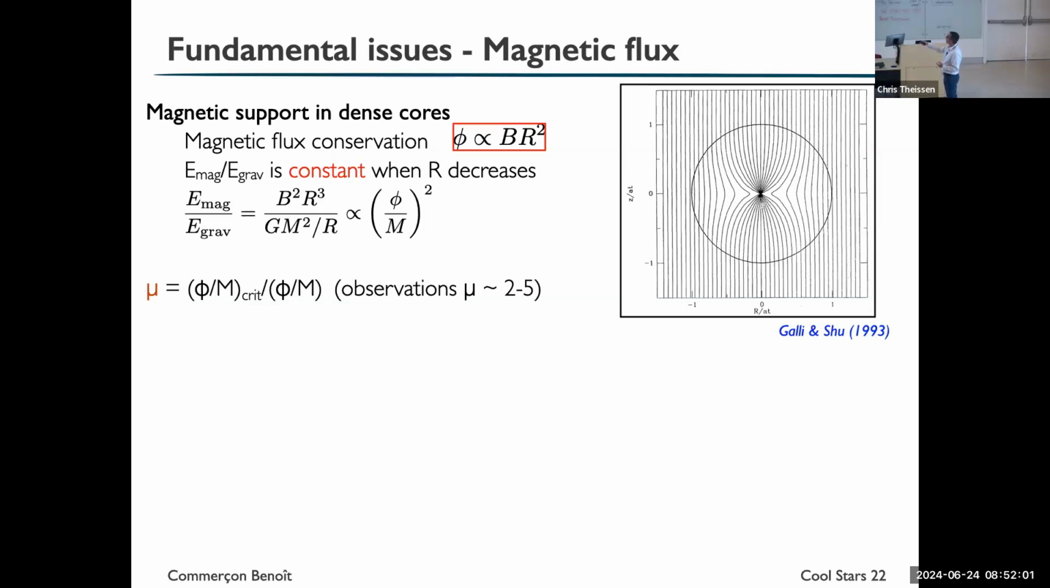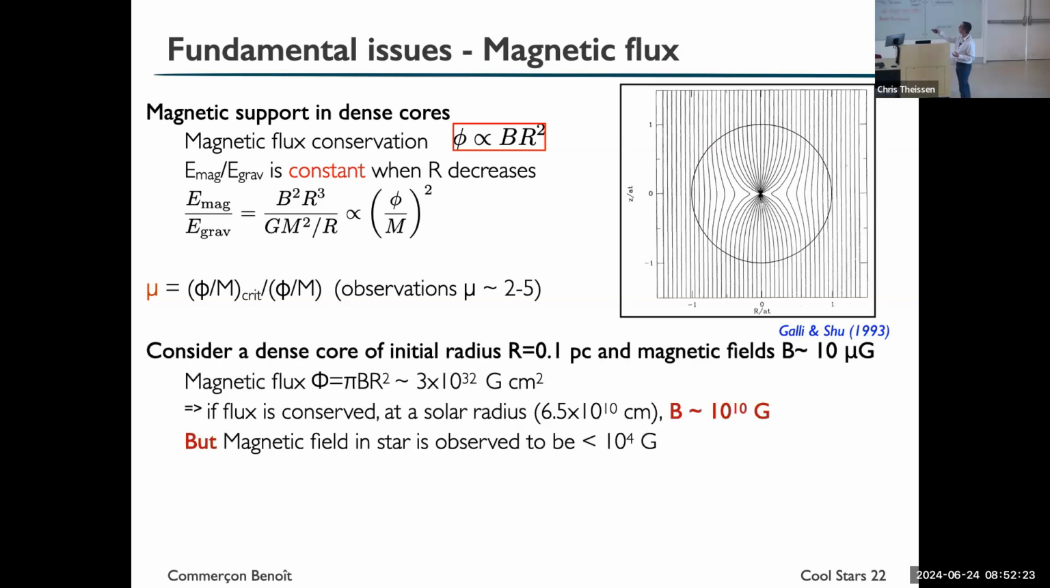So in models we constrain the strength of the magnetic field with this mu parameter, which is the mass-to-flux ratio over the critical mass-to-flux ratio. If mu is larger than 1, the magnetic field doesn't support the cloud, and the cloud can collapse. Observations tend to show that we have a relatively strong magnetic field for low-mass dense cores, with mu between 2 and 5.